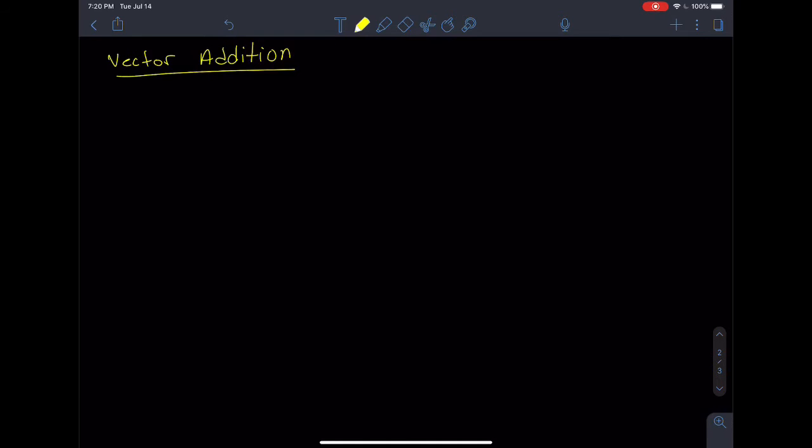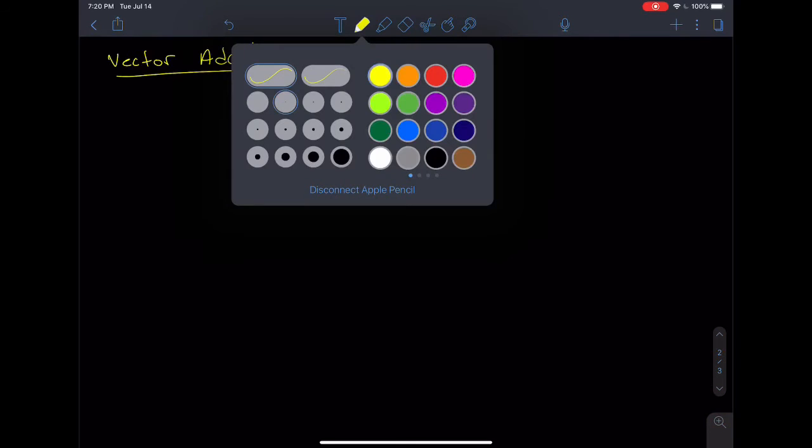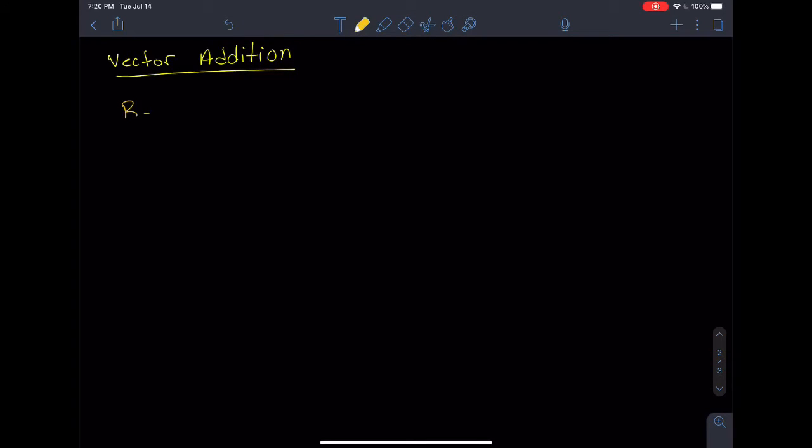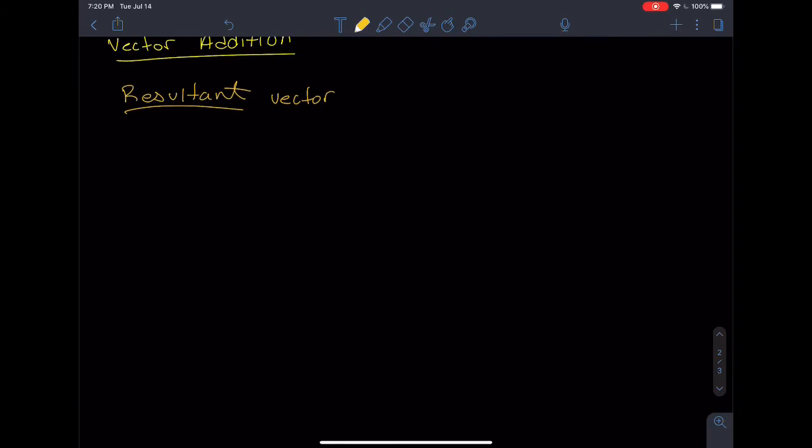Whenever we're talking about vector addition, we're looking for something called a resultant, or resultant vector. This is what comes from adding two vectors together. Whenever we add or subtract vectors, we get a resultant vector. What do I mean by adding and subtracting vectors? There are actually three ways we can add vectors to each other, and whichever method we use depends on the information we're given.